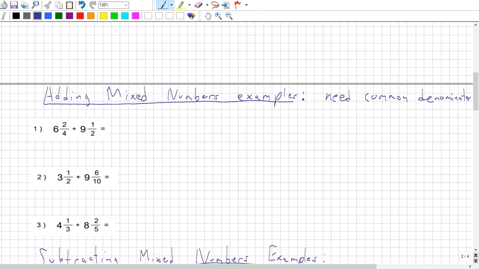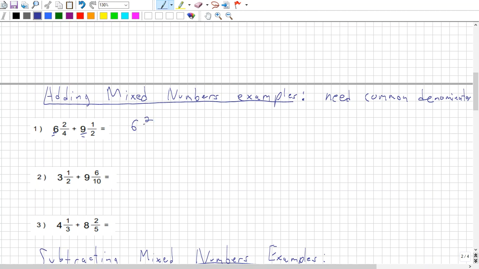So in this first one, I have 6 and 2/4 plus 9 and 1/2. There's a couple things I could do. The first thing you're going to notice is that when I'm adding mixed numbers, it's really easy with these whole numbers out in front. You can just add them separately. So 6 plus 9 is 15. Before I add those, though, I'm going to make sure that these have the same denominator. So 2/4, if you notice right away, I can actually reduce that, or I can change 1/2 to something over 4, which would be 2 over 4. So let's convert them to over 4.